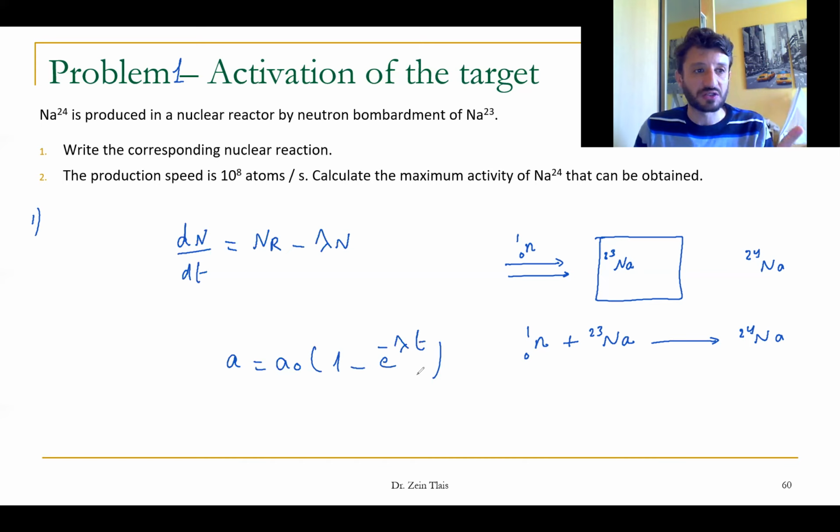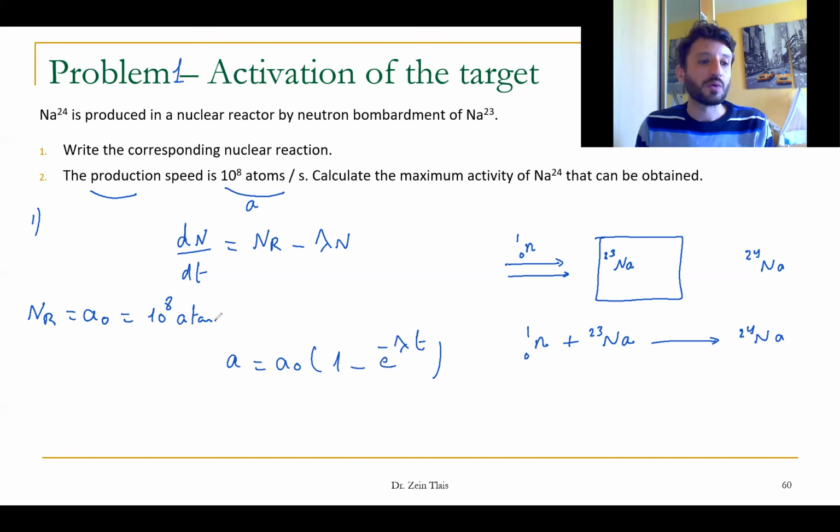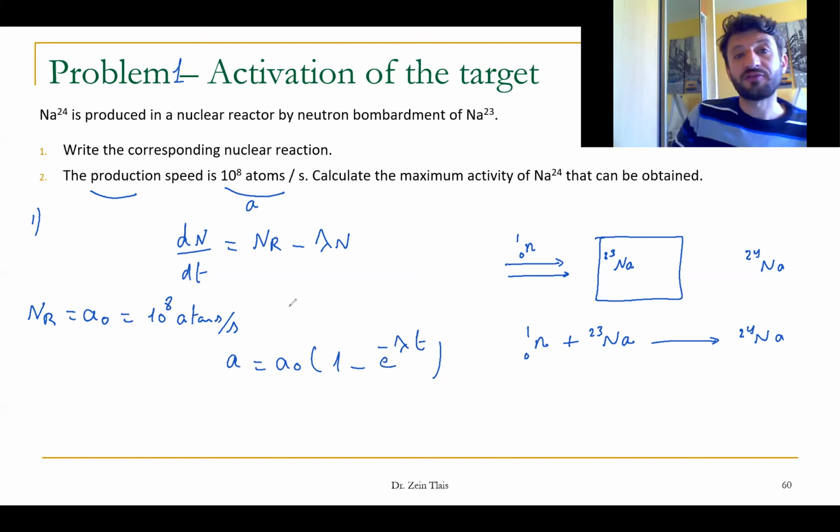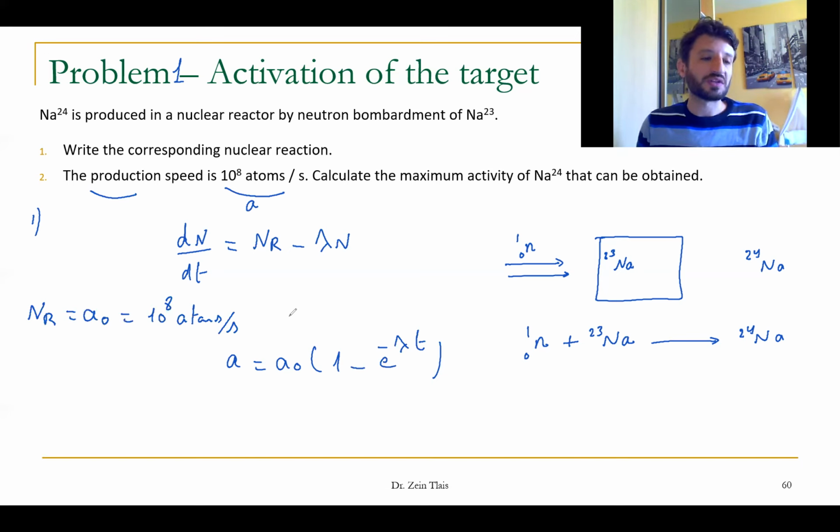I have to find this relation because in the second part, I tell you the production speed is 10 power 8 atoms per second. What I mean here, you have number of atoms per second. This is the activity. When I say the production activity, it means I am talking about NR. So here we have NR or A0 equals 10 power 8 atoms per second. Which atoms here? Production of sodium 24. This is the production or the activity of production of unstable atom of sodium 24.